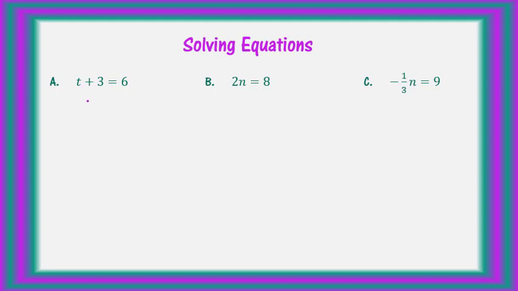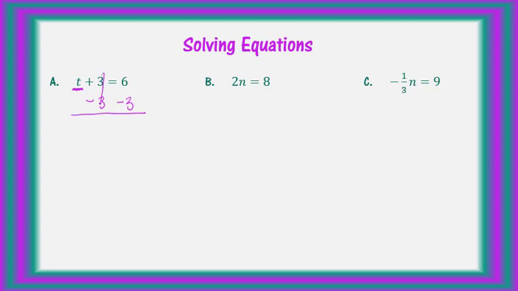So here I have t plus 3 equals 6. I want to get t by itself. Here I have a positive 3. I want to undo this positive 3, or add 3. So I'm going to subtract 3. But whatever I do to one side, I must do to the other.